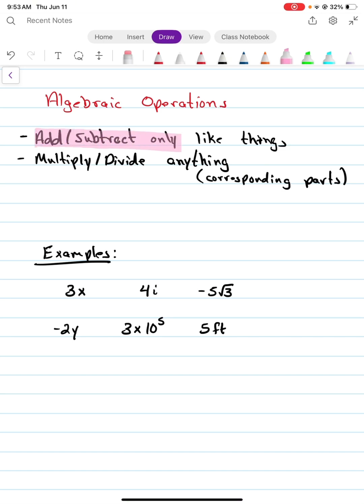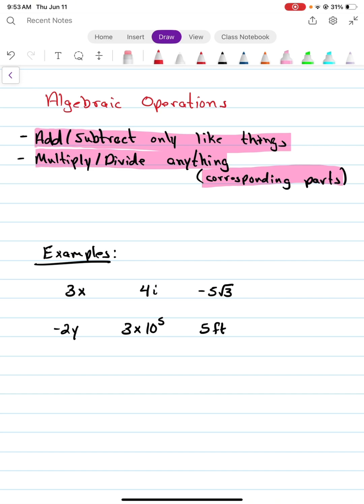Only things alike can be added or subtracted. That's like 3 feet and 5 feet, 2x and 3x. Things that are alike can be added and subtracted. Multiplication, division, we can actually multiply and divide anything as long as we only multiply and divide the corresponding parts. We only combine the parts that are alike.